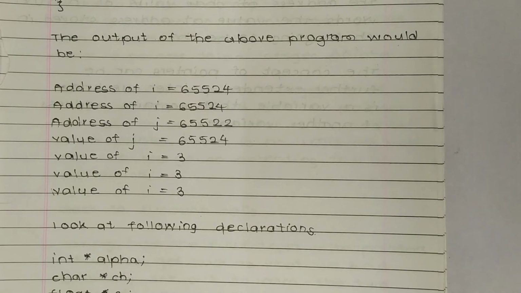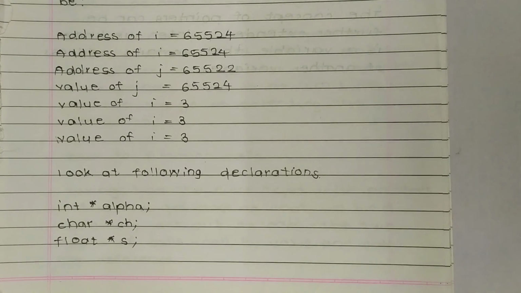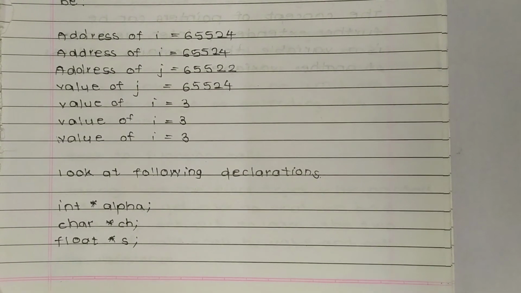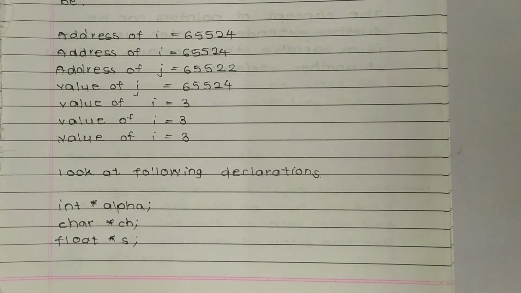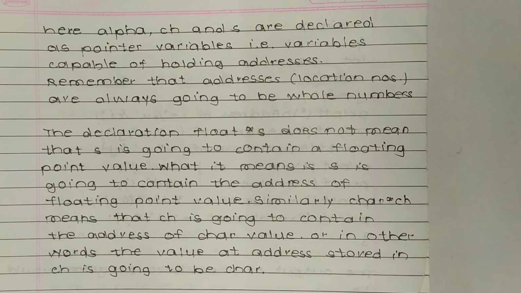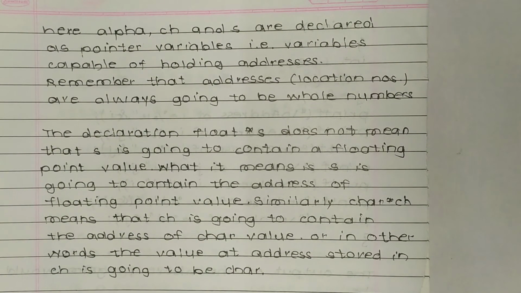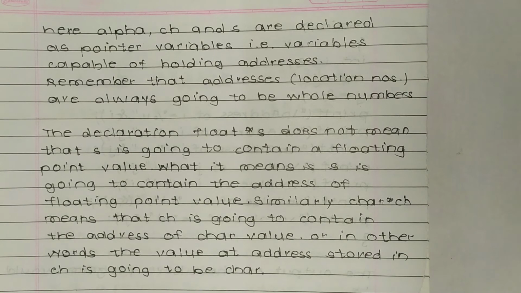So look at the following declarations. Let us explain a few declarations. First is int *alpha, char *ch, float *s. Here alpha, ch and s are declared as pointer variables, that is, variables capable of holding addresses. Remember that addresses, that is location numbers, are always going to be whole numbers.